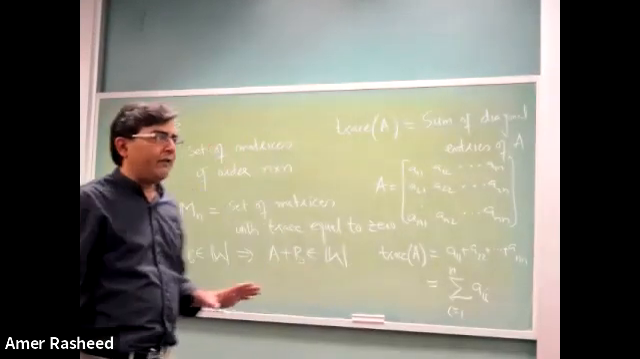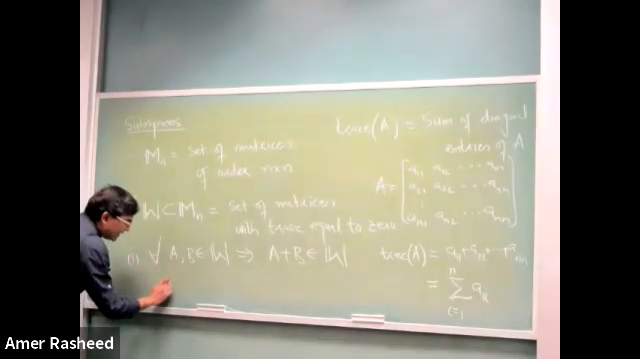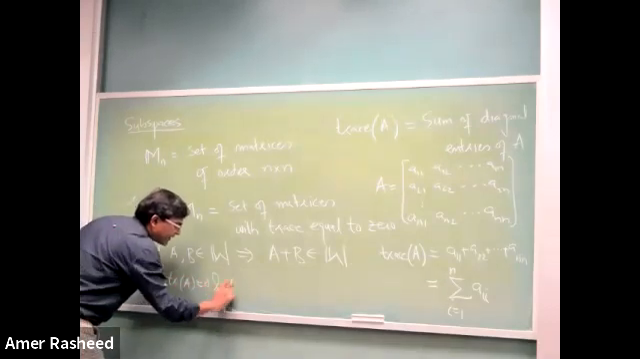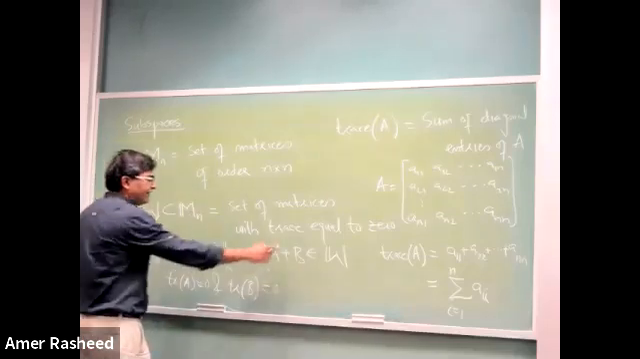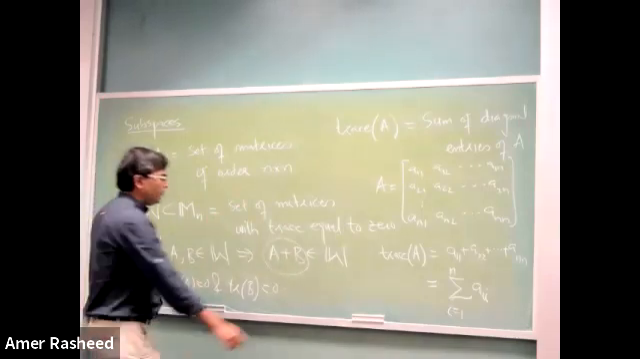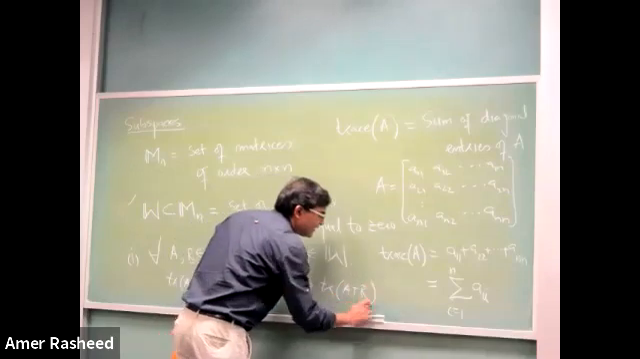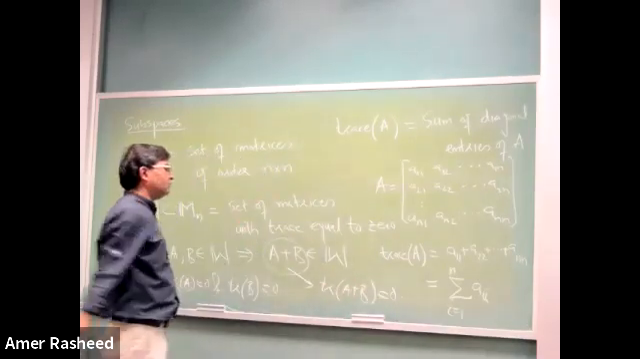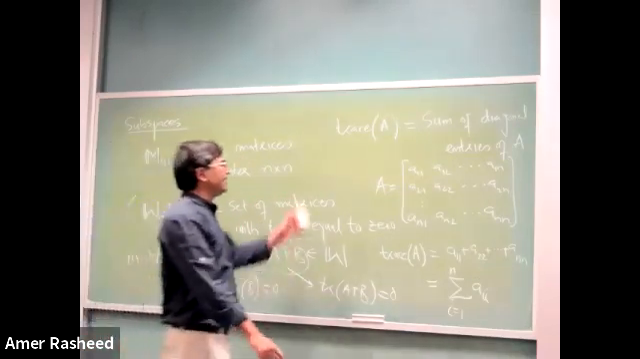Now, if we choose two elements A and B from W, we know that the trace of A is 0 and the trace of B is 0. In order to prove whether A plus B belongs to W or not, we have to prove that the trace of A plus B is 0. Then we can say that A plus B belongs to W. You have to look at the properties of the elements of that set.